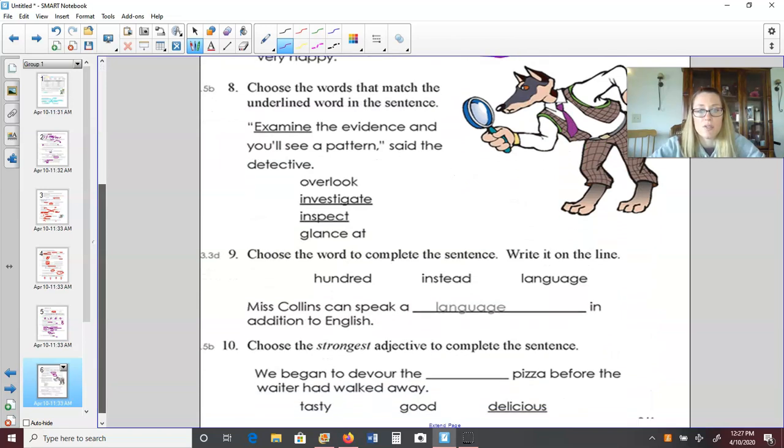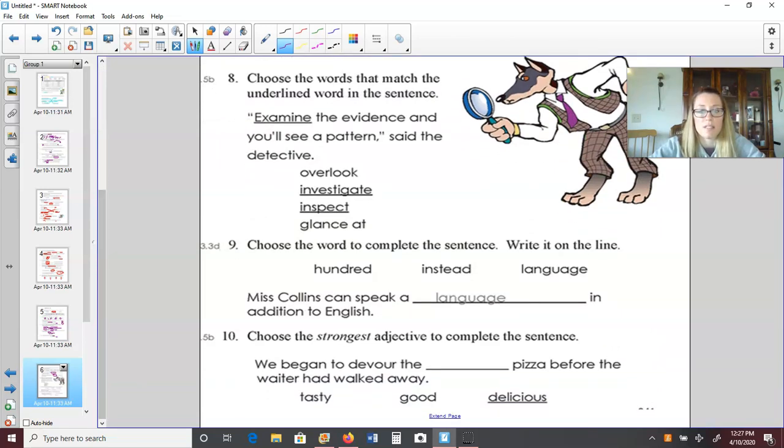Number eight, choose the words that match the underlined word in the sentence. Pay attention, choose the words, so there should be more than one. Examine the evidence and you'll see a pattern, said the detective. Examine. What does examine mean? Some clue words, you know, evidence, detective. Does it mean to overlook it, to kind of not pay attention to it? Investigate, inspect, or just to glance at? Well, you can see our two answers here in the middle. Examine means to investigate or inspect, meaning looking closely.